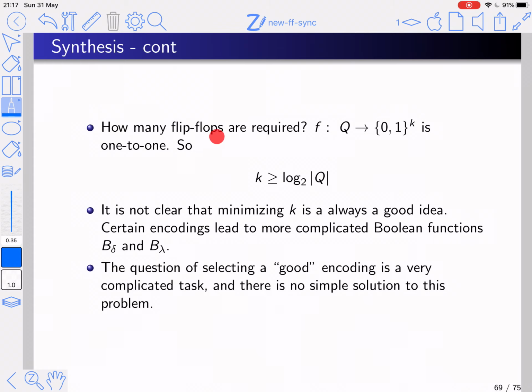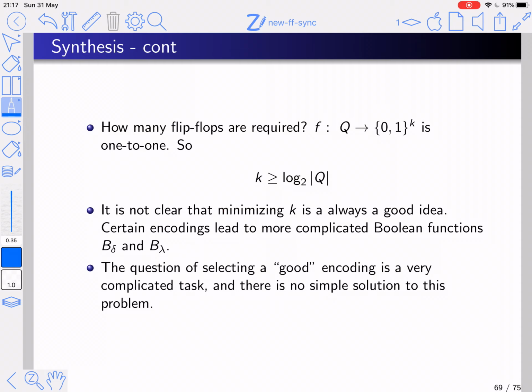How many flip-flops do I need in my implementation? Well, I need k flip-flops. I want this function to be one-to-one, so k better be at least as big as log base 2 of q. Otherwise, this function has no chance of being one-to-one. Now, it's not clear that minimizing k is the greatest idea. Sometimes it's a good idea, sometimes it's not such a good idea.